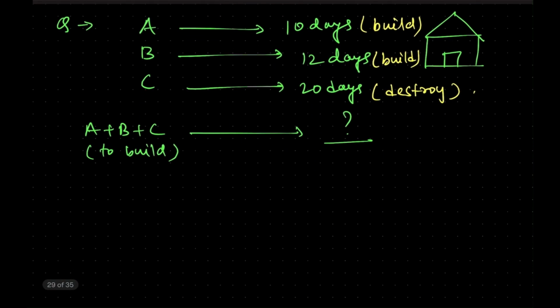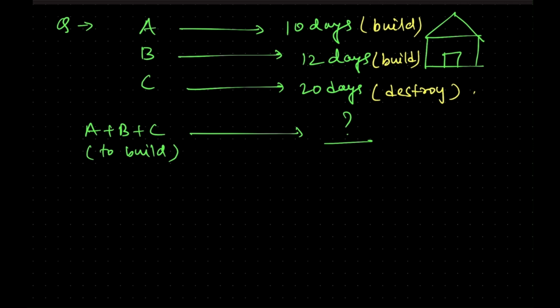We will see how. So let's suppose there is a question: A is building a house and it takes 10 days for A to build the house. B builds the same house in 12 days and C destroys the house in 20 days. So we want to find the time taken if A, B and C together build the house. It means A and B are building the house, and C is at the same time destructing the house.